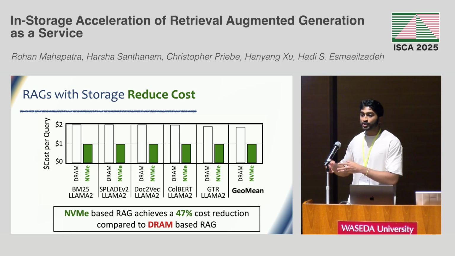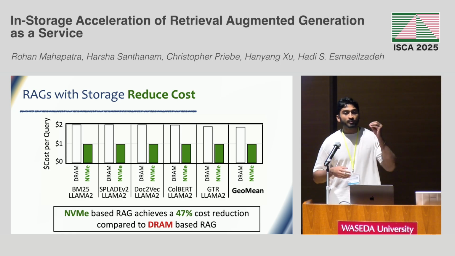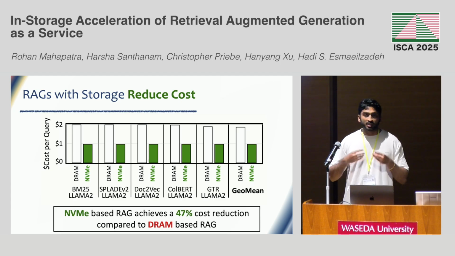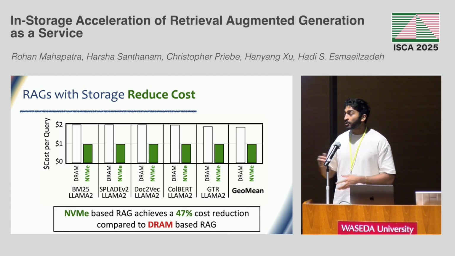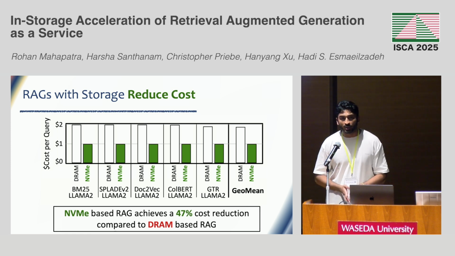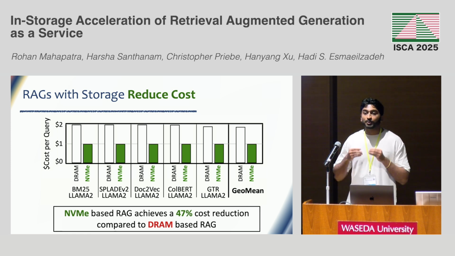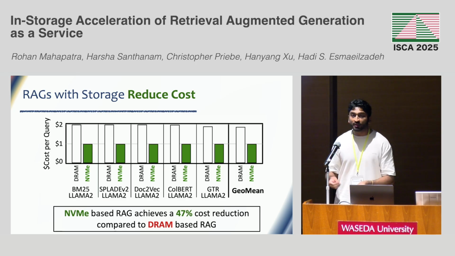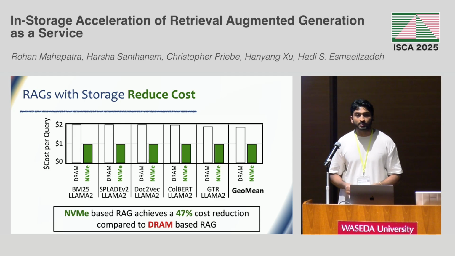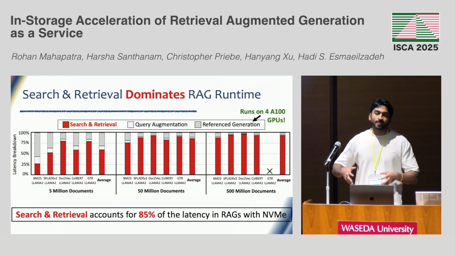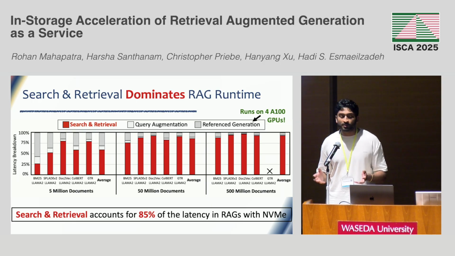In this graph, we're showing two RAG deployments, one where we store all the document embeddings in NVMe, and one where we store all the document embeddings in DRAM. Here, again, on the x-axis, we have the different RAG benchmarks, and on the y-axis, we have the dollar cost per query. What we see here is that when we use NVMe to store the embeddings, we have half the cost compared to storing all the embeddings in DRAM. This is especially important given the rising cost of compute for Gen AI applications. NVMe is great. It's scalable, it's cost-effective, but it has its own problems.